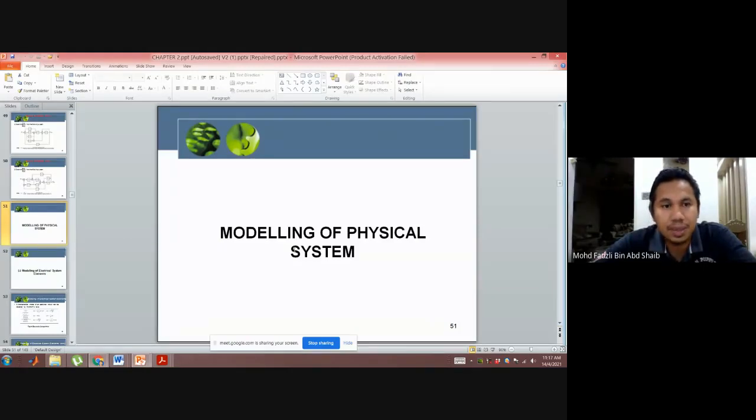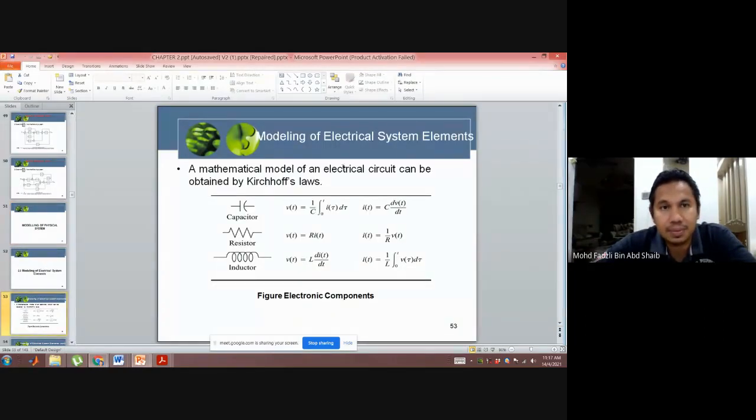The electrical part is just all the circuitry, and the mechanical part is we have translational and we have rotational. Okay, we're going to look at the physical system, electrical part.